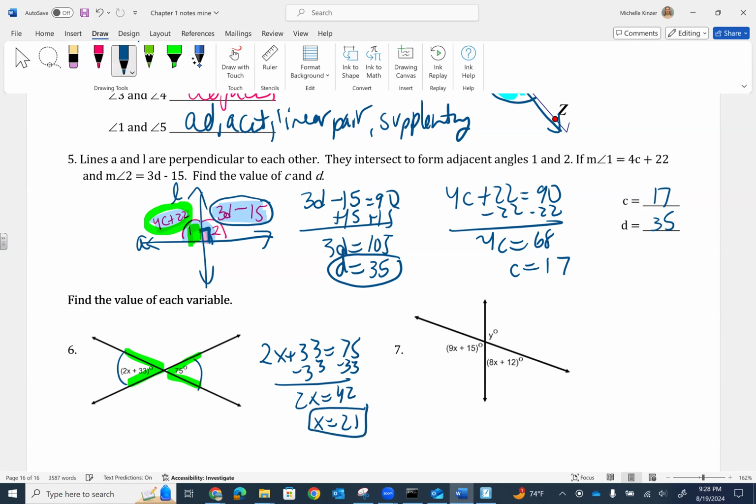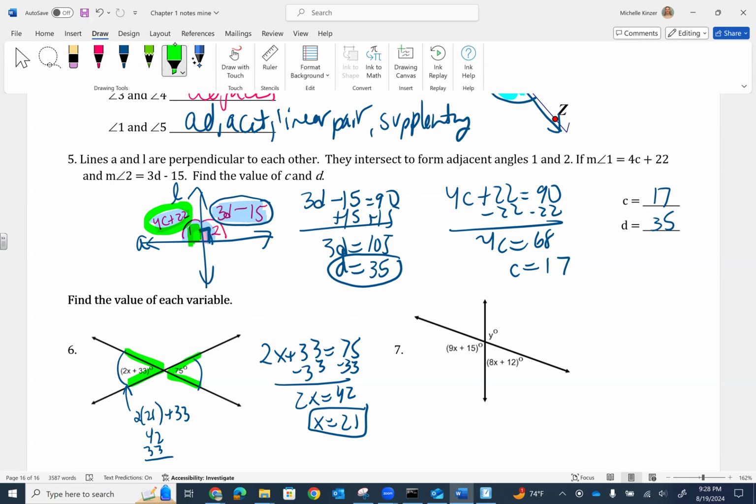They want you to actually find the value of each side. Well, we know that 75, and I bet you if we plug in x is 21, you would do 2 times 21, and you add 33, and guess what you're going to get? 75 degrees, okay? 42 plus 33 does indeed equal 75 degrees. So it does check.